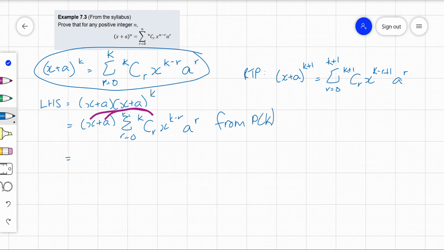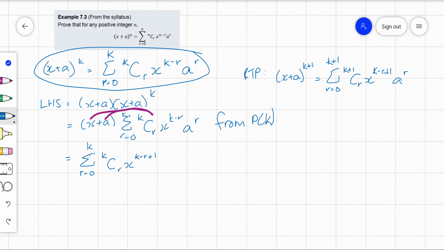All right, so if I times everything through by x to start with, then I've got this sum which is going from r equals 0 up to k. And it's still going to be k choose r, that hasn't changed. But I'm timesing everything by x. So this was x to the k minus r. It now becomes x to the k minus r plus 1.